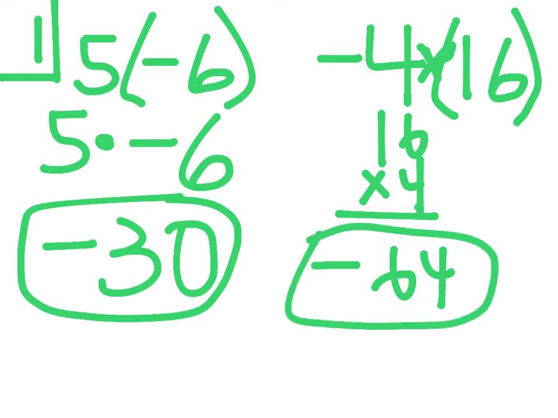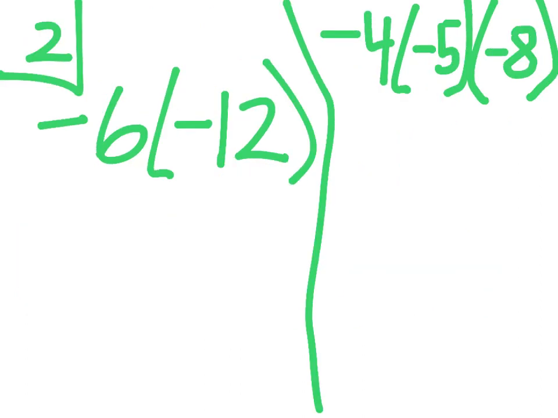So the negative is what you write down first. If you know the answer will be negative or positive just based on how many negatives cancel out, then you write that, and then you just write down what 5 times 6 is or 4 times 16 is, and you get your answer. Now we've got example 2 on page 101.